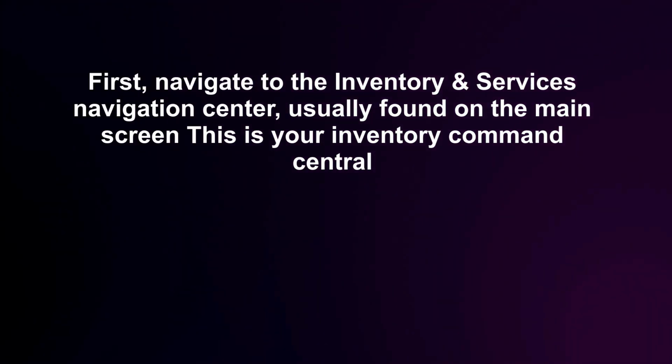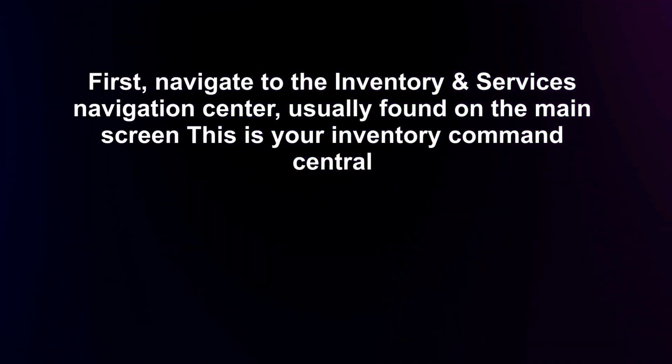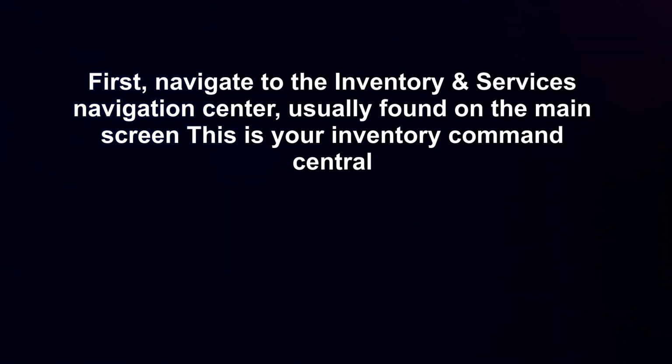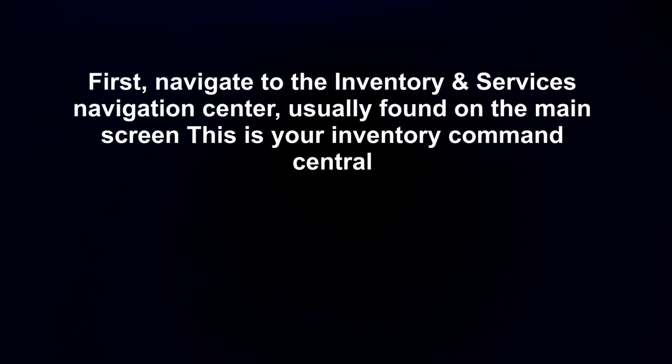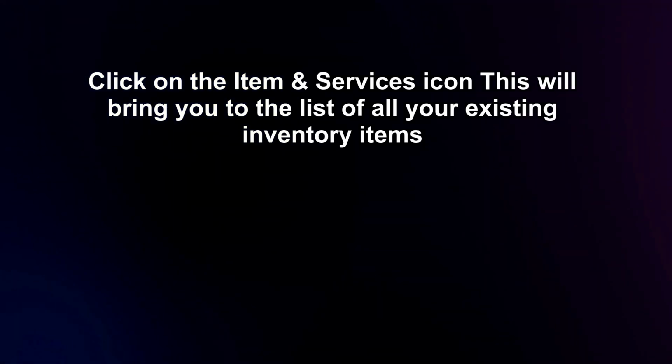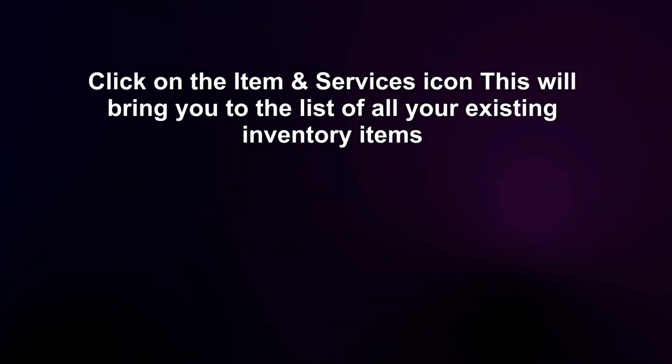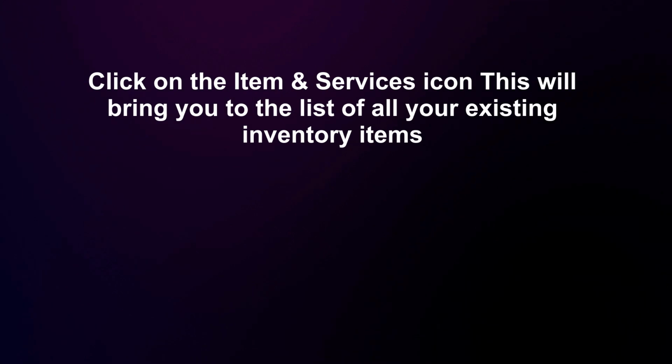First, navigate to the Inventory and Services Navigation Center, usually found on the main screen. This is your Inventory Command Central. Click on the Item and Services icon. This will bring you to the list of all your existing inventory items.